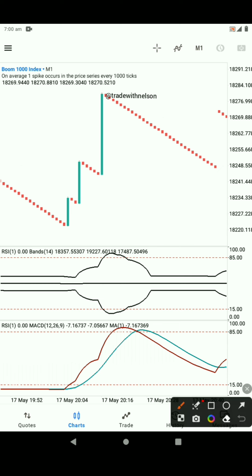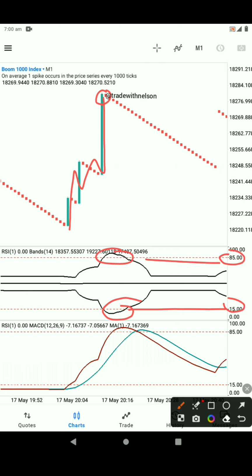Over here is another one. You can see these 3 spikes to the upside that push the Bollinger Bands into the 15 and the 85 level.